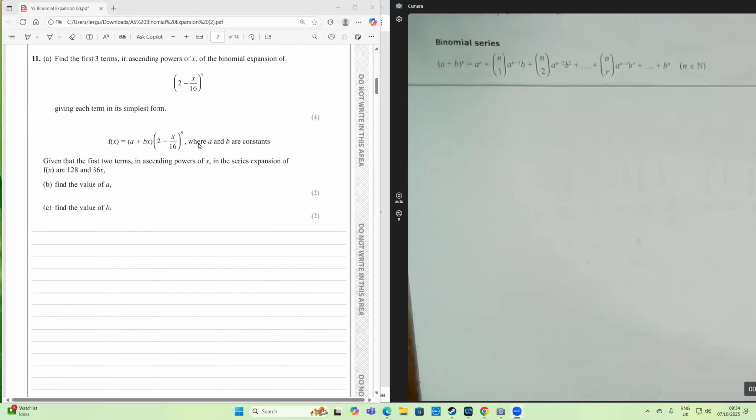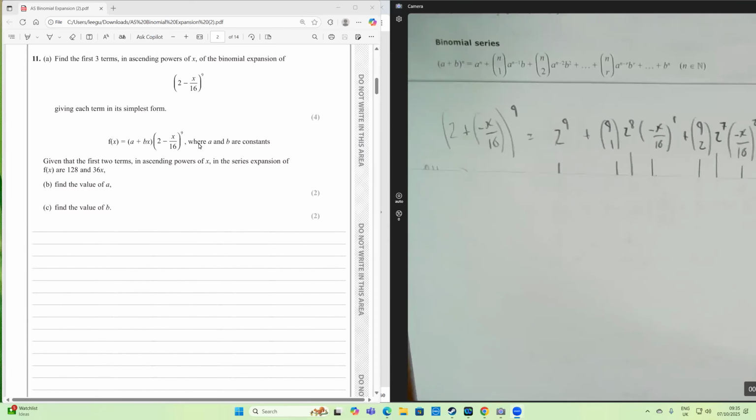Hello everyone, we've got another AS Year 12 binomial expansion question. It says, find the first three terms in ascending powers of x of the binomial expansion of (2 minus x over 16) to the power 9. So again, remember we're given the binomial expansion in the formula booklet, which is super handy.